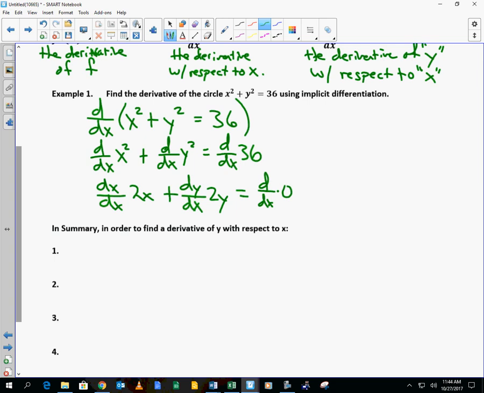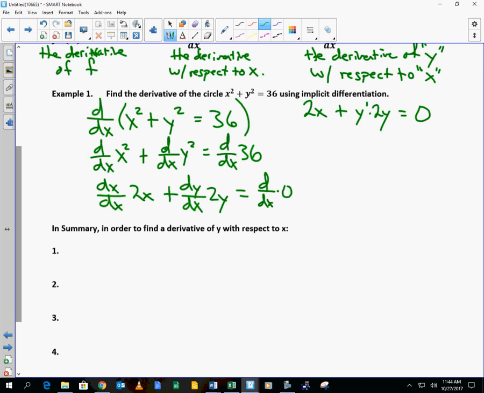Okay? Now, look at this. dx over dx is 1 times 2x. Plus, well, now you don't have dx over dx, you have dy over dx. dy over dx is just a fancy way of writing y prime. It means the derivative of y with respect to x. This means y prime times 2y is equal to 0.